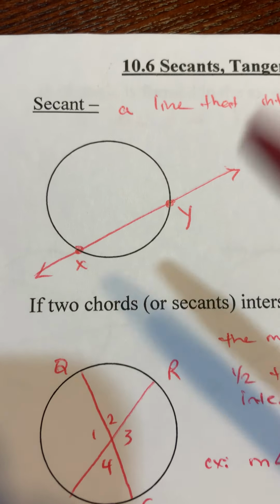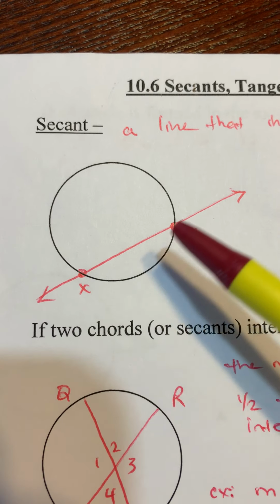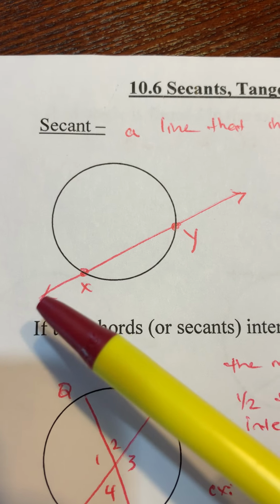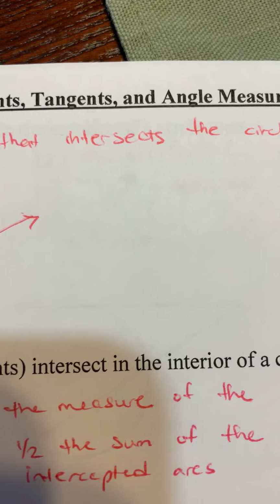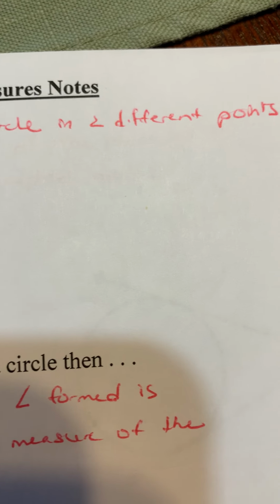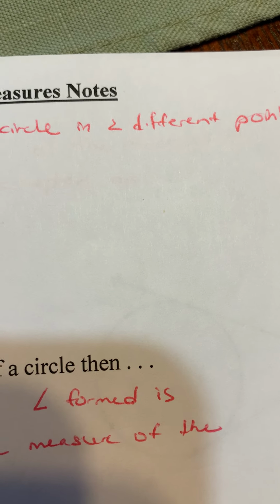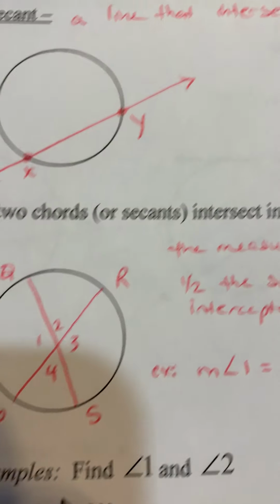So I labeled X and Y on the circle. The line goes the whole way through and it goes indefinitely, so arrowheads at each end. Again, it's a line that intersects the circle at two different points. Again, it's like a chord, but it does keep going.